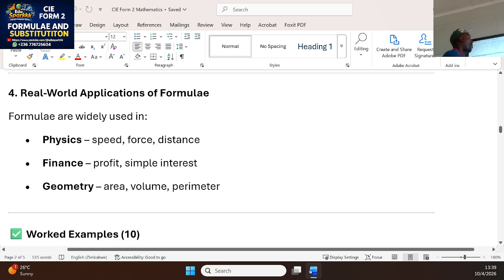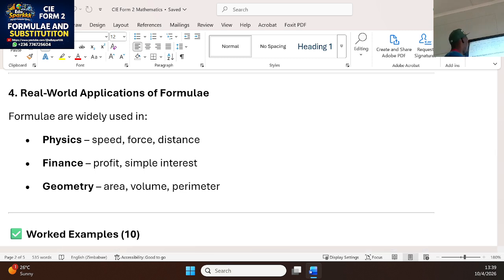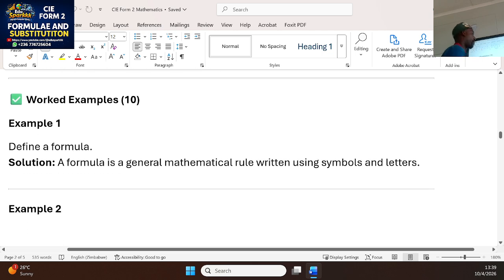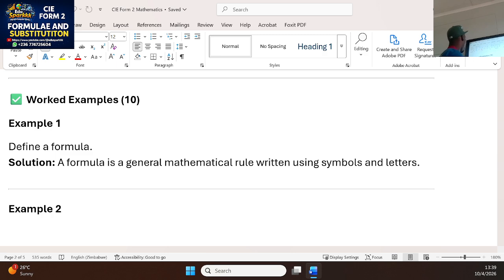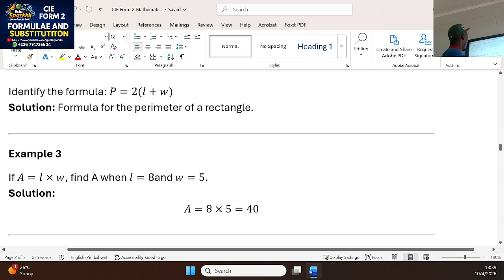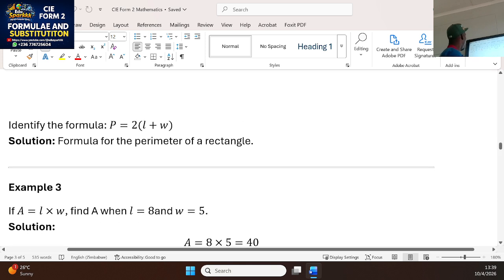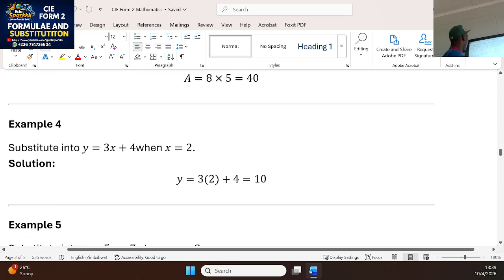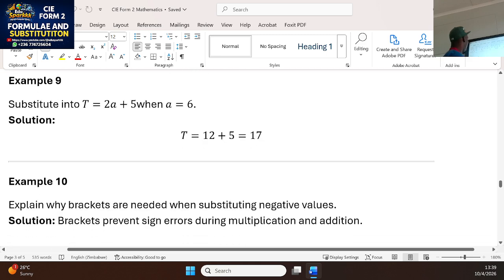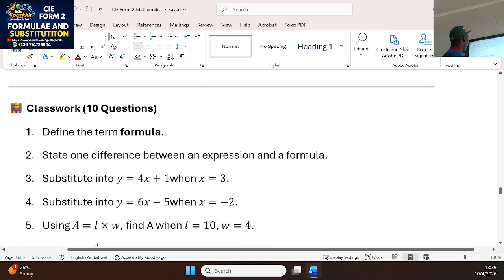When we are applying formulas, they are found in various areas of science, that's physics, in finance, mathematics, and geometry, where we are calculating various dimensions of shapes. Then there is the first example that we have. We are interested in defining a formula. I think all this we encountered when we were dealing with our introduction. So I want to dive straight into the problems that we have.